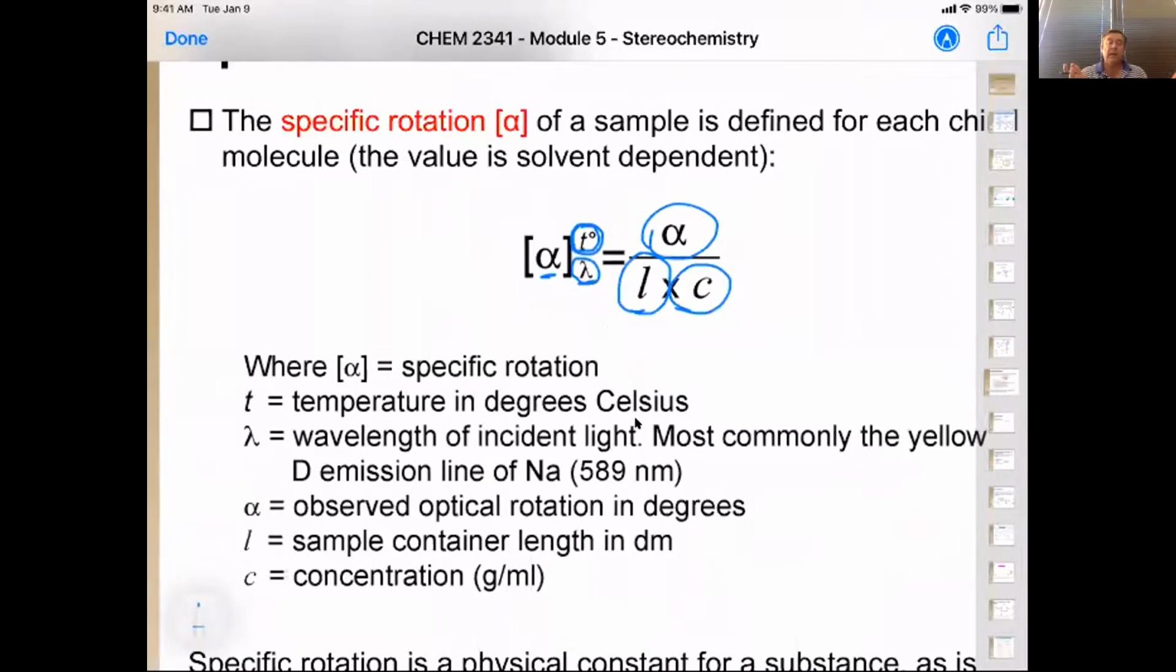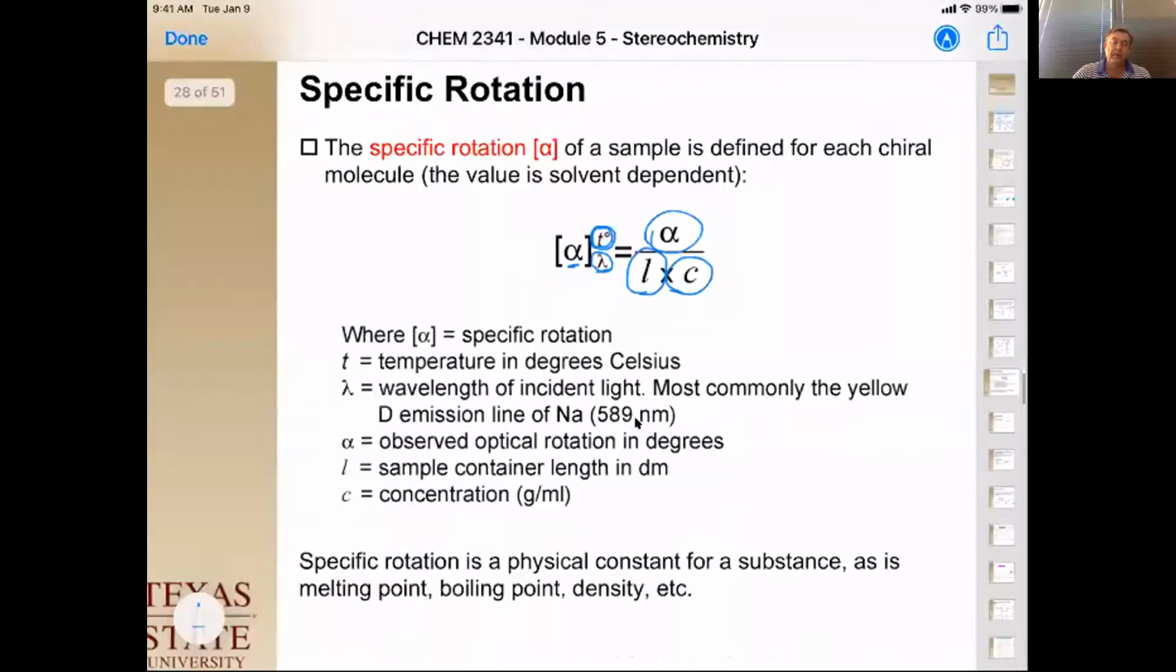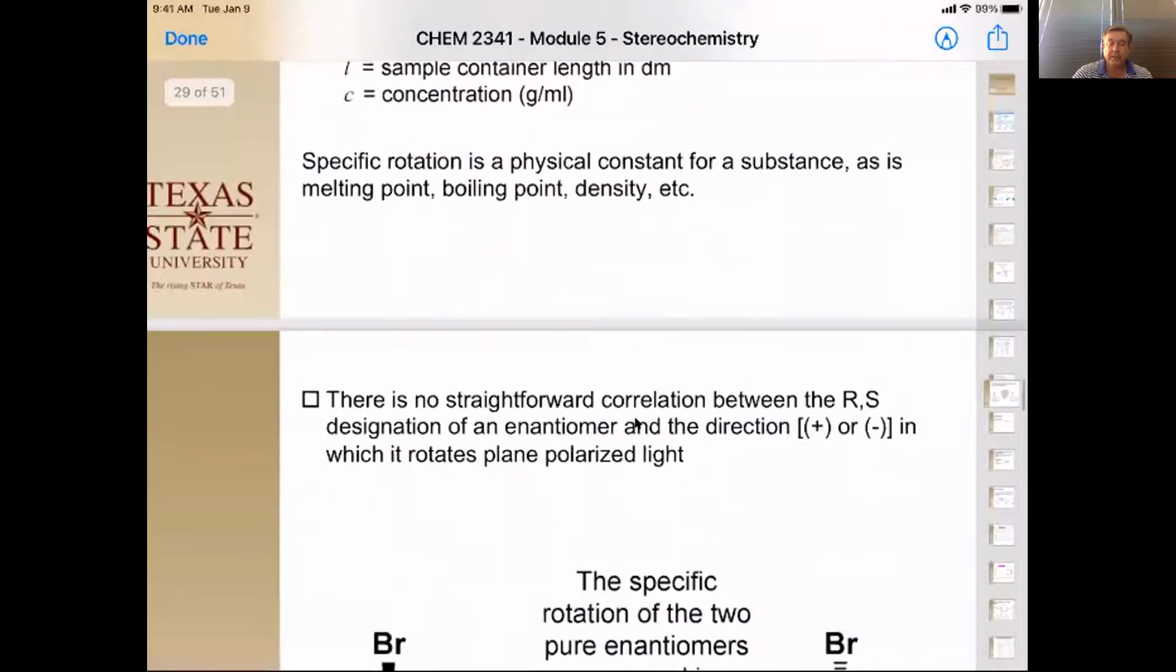Okay. Most of the time it's measured somewhere around room temperature, 20 or 25 degrees. Most of the time we use what we call the D line, or the sodium D line, which is about 589 nanometers. Everything else can be varied, although we have pretty easy ways to get the correct concentration and the length. Okay.